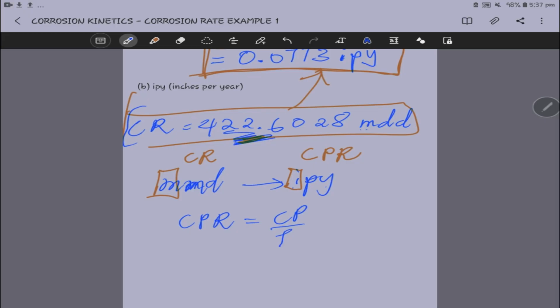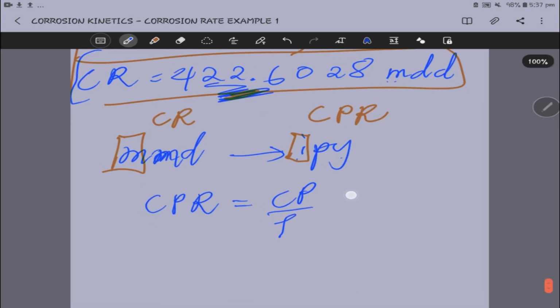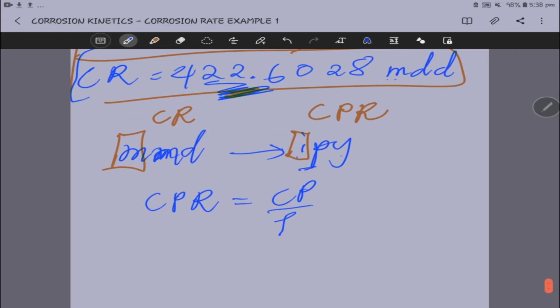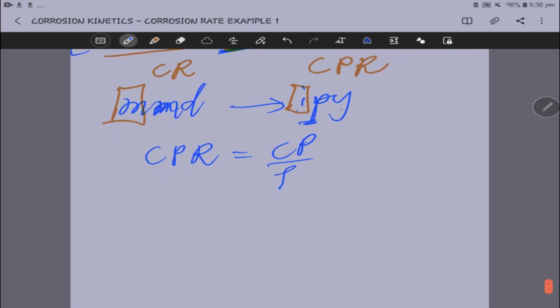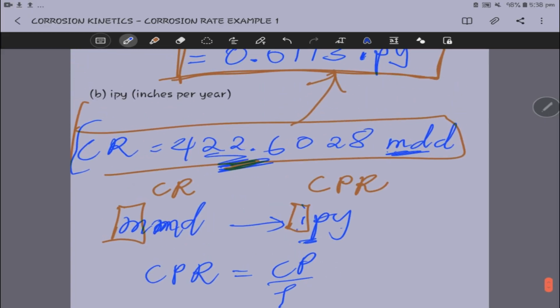We went through the whole trouble before. So now we're going to look at a very organized way, simple and straightforward. So far as you understand, you're able to go through it. So clearly we are trying to find out IPY, and for us to do that, which is CPR, we have to divide by density. So suppose we had the MDD, changing it to IPY.